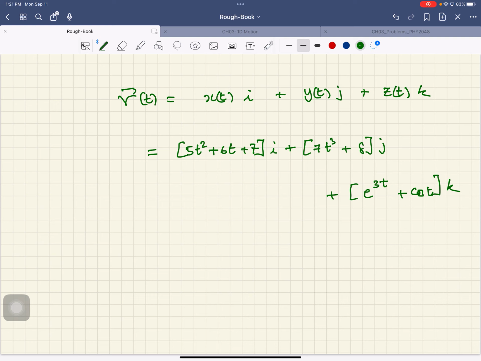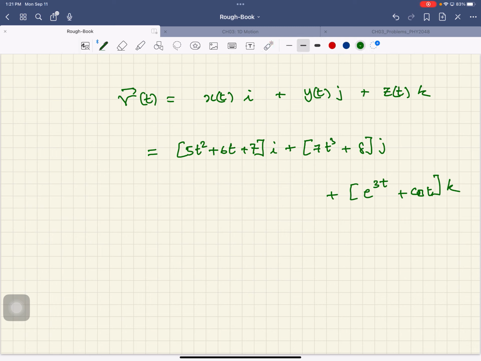So this will help you out with taking derivatives as well. The second function is 7t cubed plus 8. The third is e to the power of 3t plus cosine t. So what does this give you? Where you're located at this time. This is giving you your location as a function of time. I'm already introducing the next chapter.